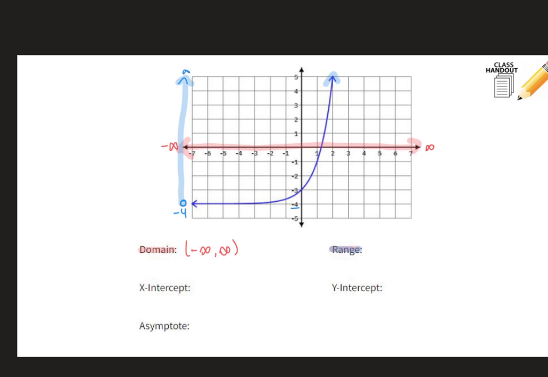So range, we look down first. My lowest value is going to be -4. And it doesn't actually touch -4, but it's going to get really, really close to -4. And it goes forever up. So it's going to be from -4 to infinity.